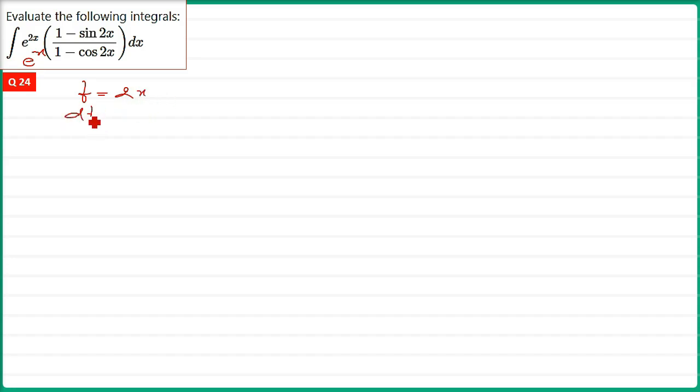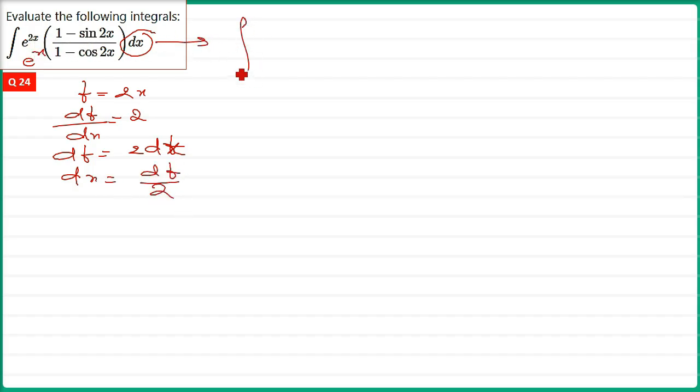Then we differentiate both sides. dt by dx will be equal to 2. Dx we are bringing on the right, so it will be 2 dx equals dt. So dx will be replaced by dt by 2, wherever it is. Now this expression will become like this: integration of e raised x. What will be 2x? It is t.